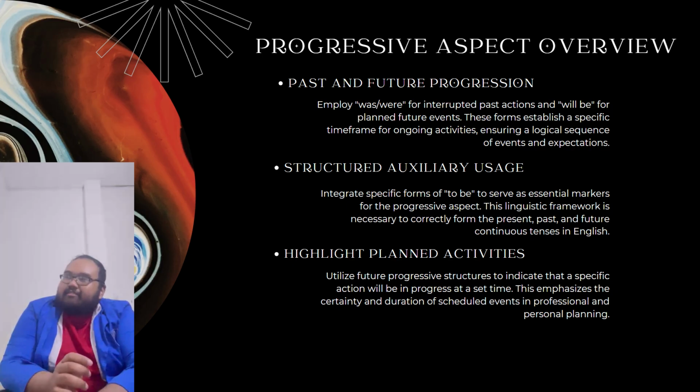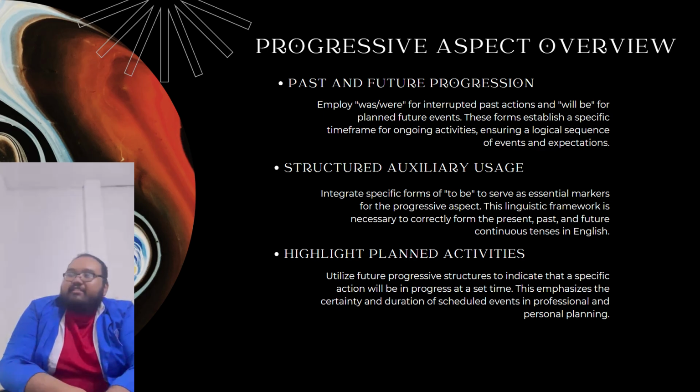Now, the fourth one is past and future progression. Employ was and were for interrupted past actions and will be for planned future events. This form establishes a specific time frame for ongoing activities, ensuring a logical sequence of events and expectation.